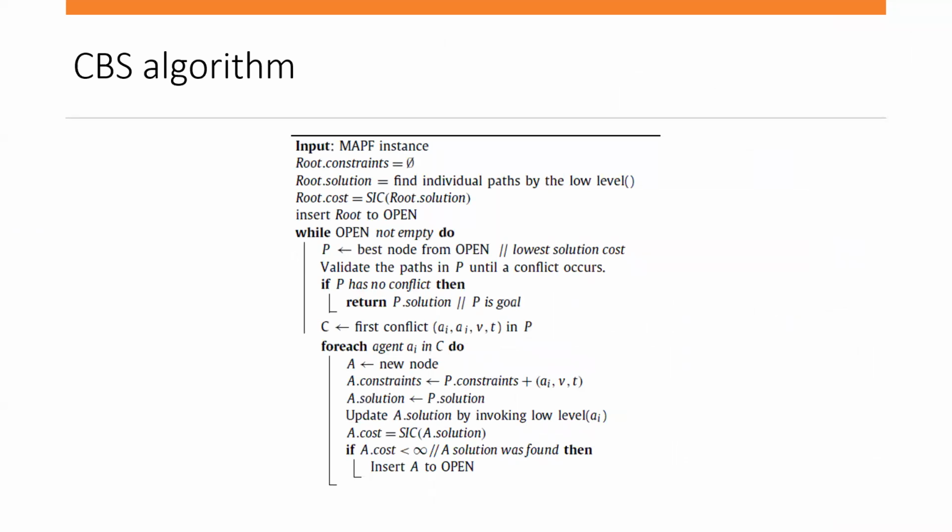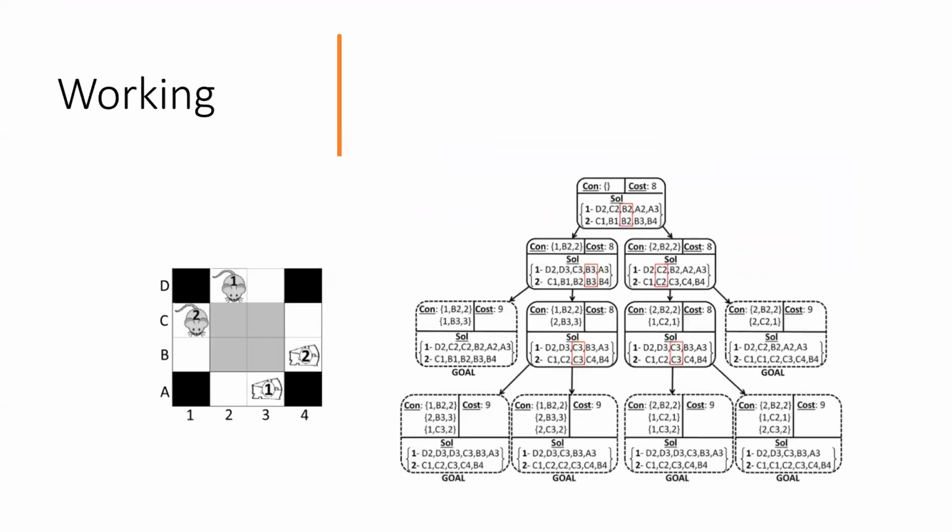So the first algorithm which we have implemented is the CBS algorithm, which is the conflict-based search. The conflict-based search algorithm consists of two aspects. The first one is high-level CBS, and the second one is low-level CBS. Next slide, please. The following tree is used by the high-level CBS. The tree is also called the constraint tree.